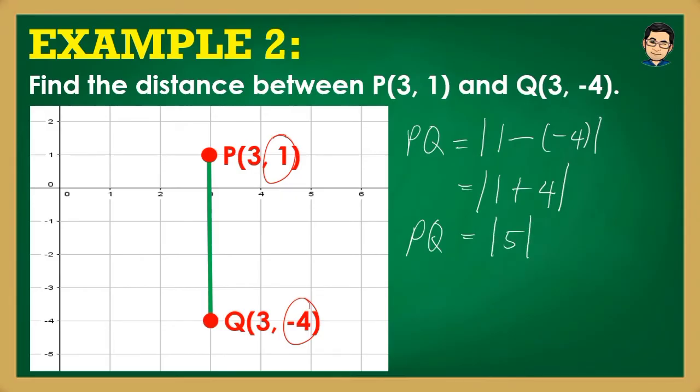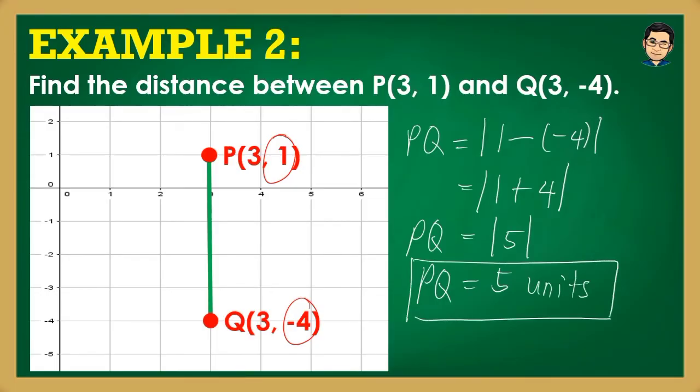So since 5 is positive, kunin man natin absolute value niya, still, positive pa rin po yan. So it means the distance between P and Q is 5 units. So to check, so mag-start tayo sa P, going down, 1, 2, 3, 4, 5. That is 5 units. Kitang-kita naman.